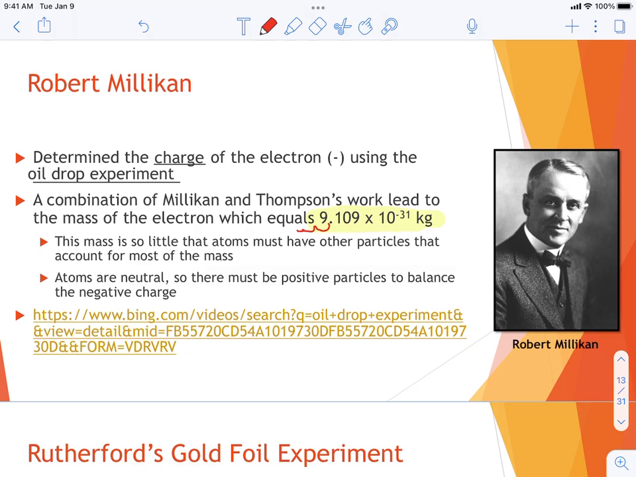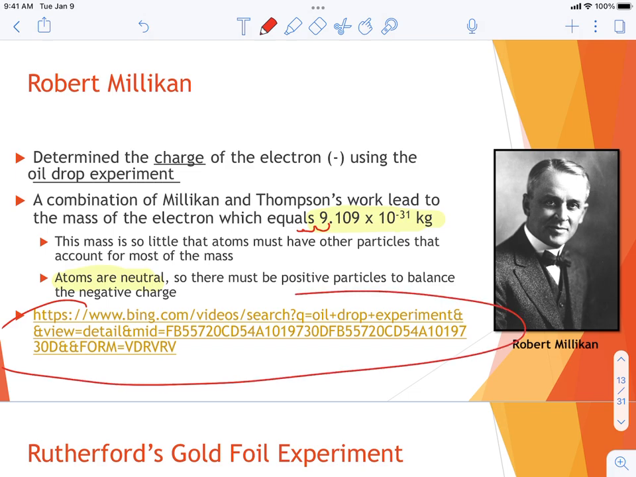The mass was so small, in fact, that Millikan knew that somehow something else had to come into play here to make up the mass of an atom. We know atoms' masses are very small too, but there had to be something else to bring the mass to the table. And that's how we started talking about protons. We also knew that atoms were neutral. So if we had this negative charge here, there had to be a positive charge somewhere to cancel that, to get to neutrality. Please click on this video and watch this, because this will show the oil drop experiment very well. So please do that.